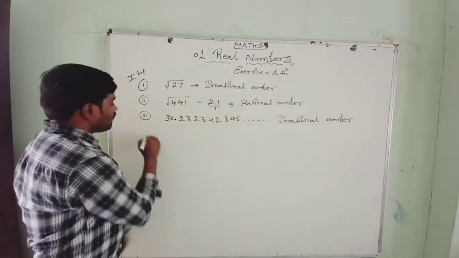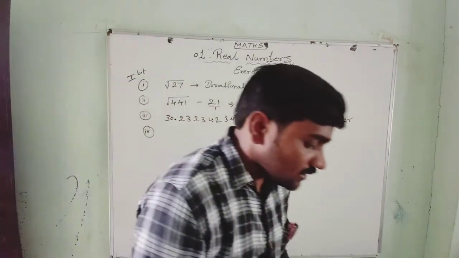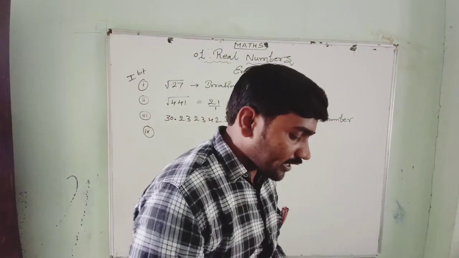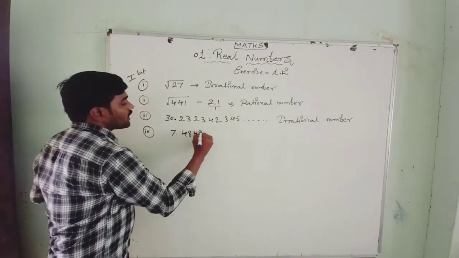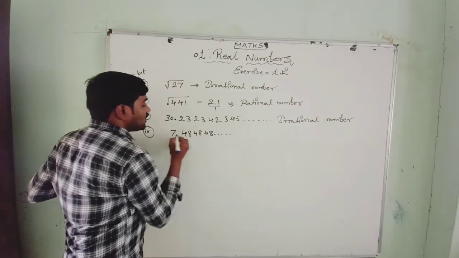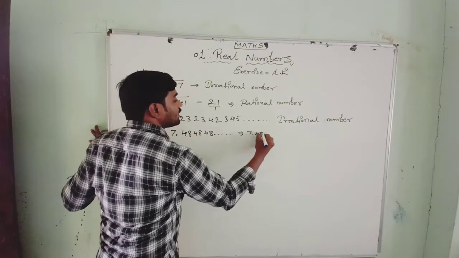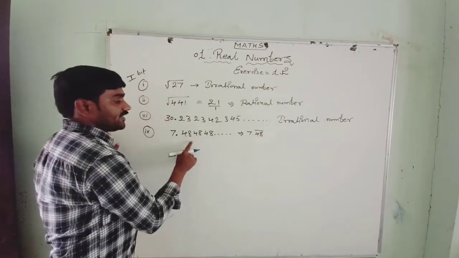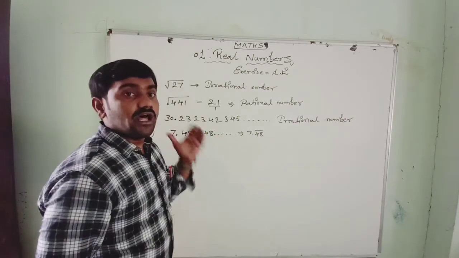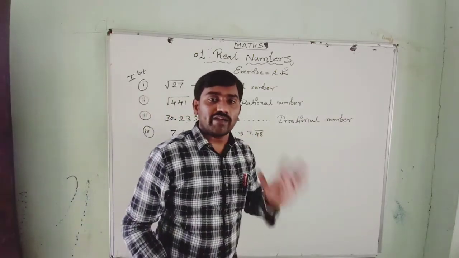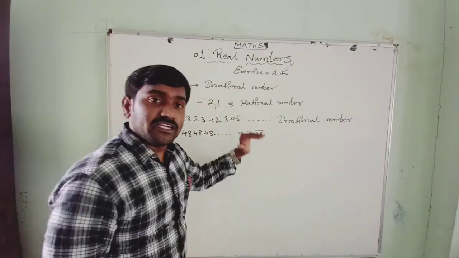Then we go for the fourth one. What's the fourth one here? See, 7.484848 and so on. If you see clearly here, it can be written as 7.48 bar. It is a non-terminating repeating decimal number. See here, 484848 is repeating continuously. The 48 is repeating an infinite number of times. So this is a non-terminating repeating decimal number.